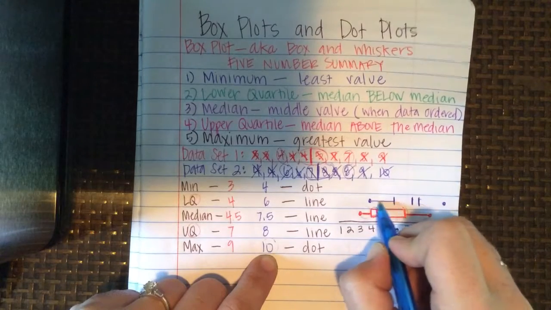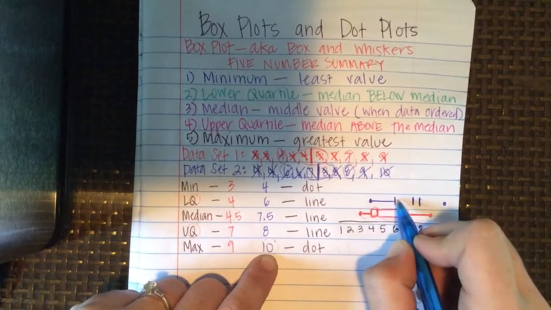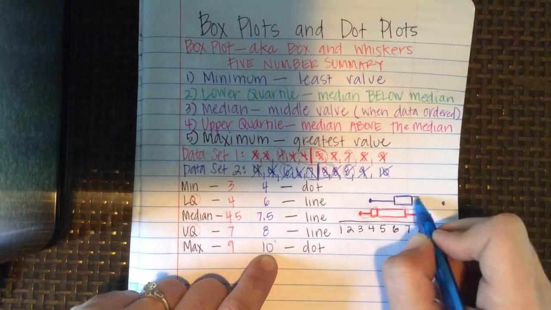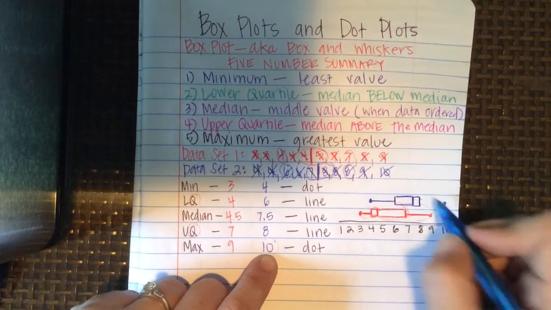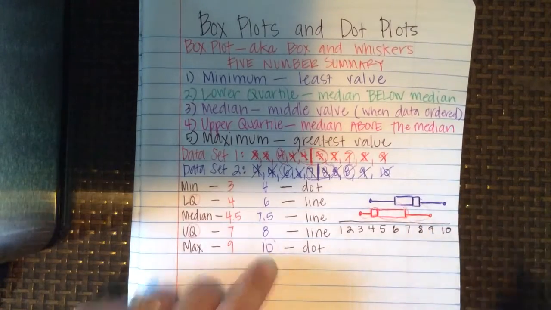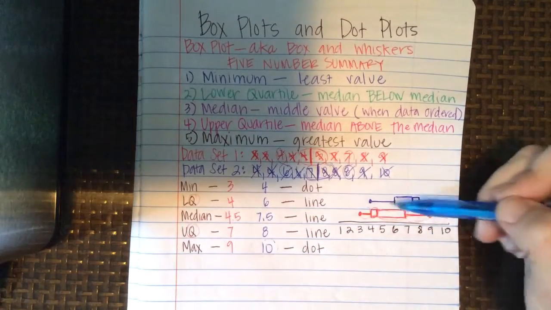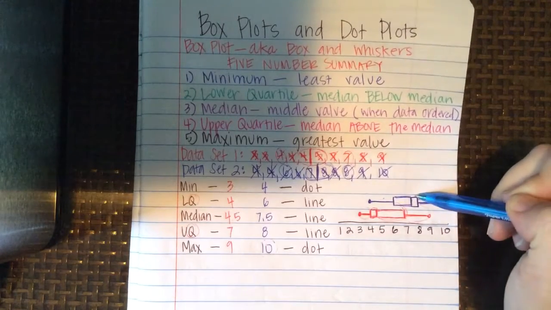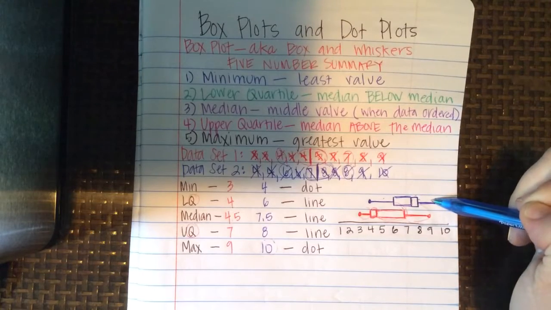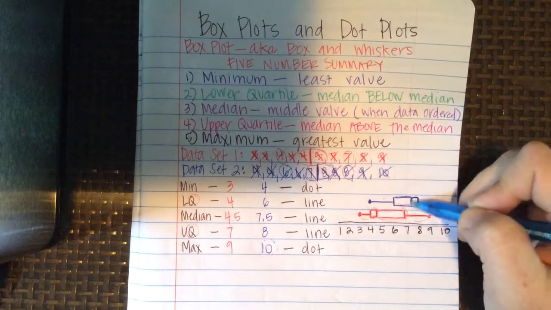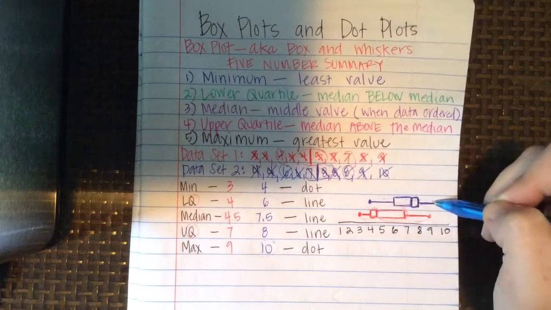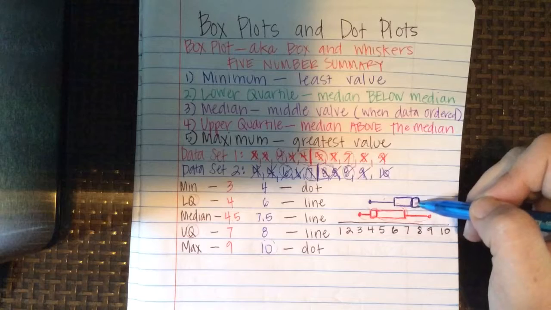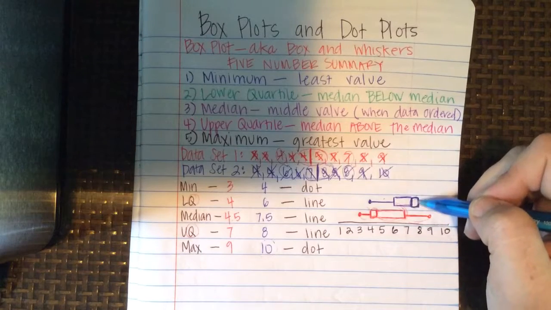And again, from minimum to lower quartile is a line. Lower quartile to median is a box. Median to upper quartile is a box. And upper quartile to maximum is a box. And again, they're all 25% of the data. 25% is here, 25% is here, 25% is here, 25% is here. So what it tells me when there's a little tiny box compared to the length of the other ones is that there's a lot of data clustered between 7.5 and 8.